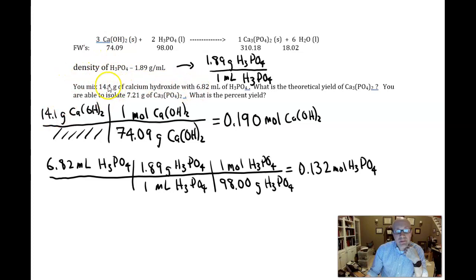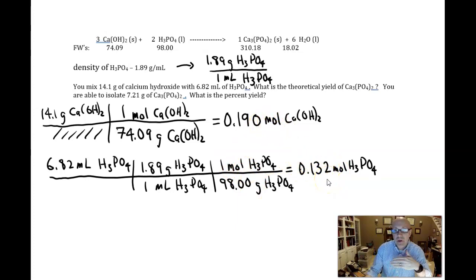So we are given the amount, so I'm going to start with the amount of calcium hydroxide right here. I'm going to convert that to moles by using its molar mass in this relationship right here. That gives me the moles of calcium hydroxide. With the phosphoric acid, we start with 6.82 milliliters of that. First we need to turn that into grams, and we use the density information to do that. Then we can use the molar mass information to convert that to moles. At this point, we know how many moles of each of these we have.